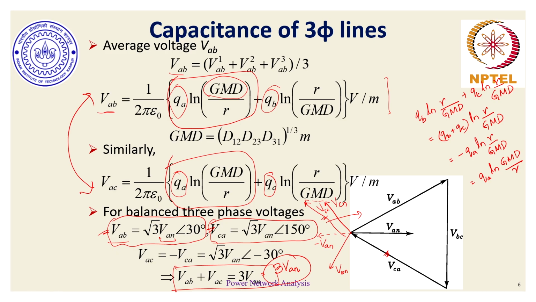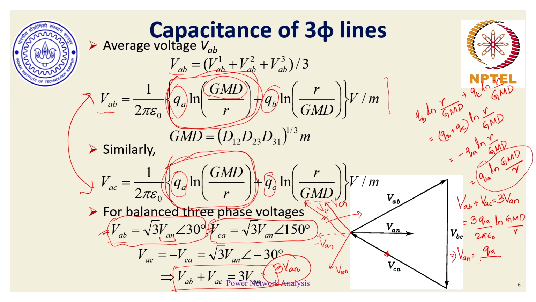So effectively, I would have VAB plus VAC, which is equal to 3VAN, equal to one QA natural log GMD by R term, a second term QA natural log of GMD by R, and a third term, which is QA natural log GMD by R. So I have 3 QA by 2 pi epsilon naught natural log of GMD by R, which means VAN is QA by 2 pi epsilon naught natural log of GMD by R. Such a simple, beautiful expression that we are getting.